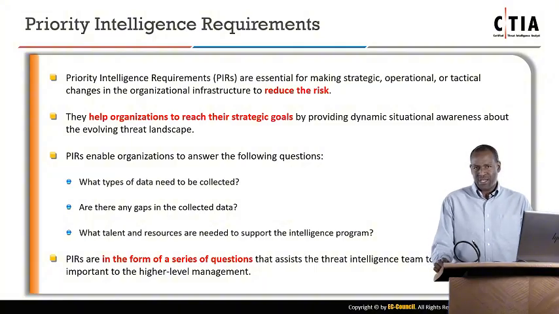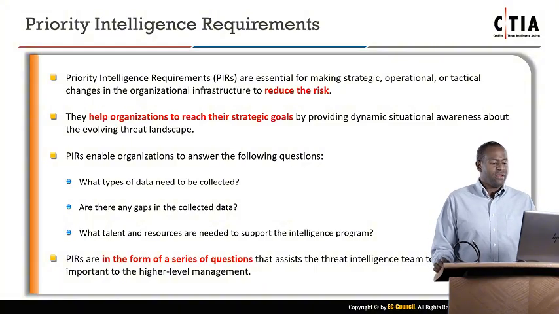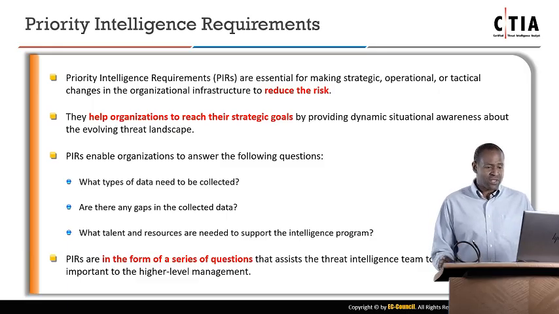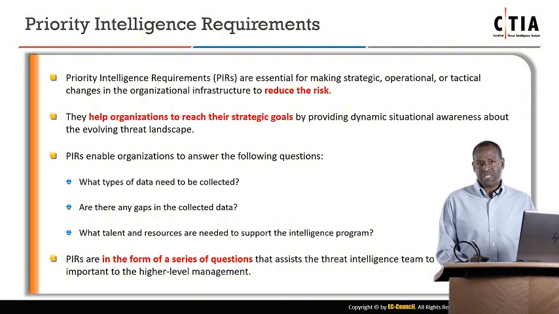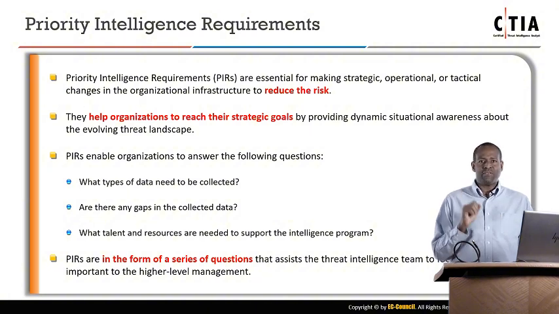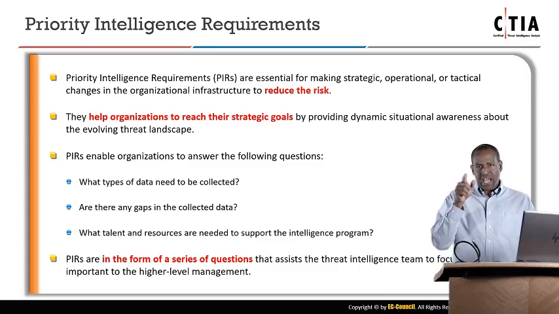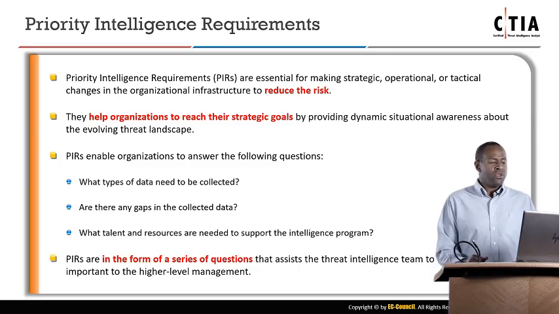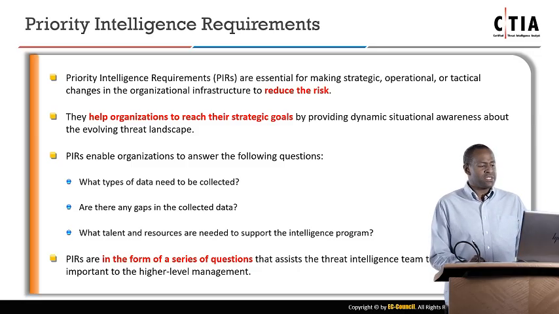There are priority intelligence requirements that we need to look at. Priority intelligence requirements, or PIRs, are essential so that we can make strategic, operational, tactical changes to the organizational structure. And the purpose of these changes is to reduce risk. And whenever you see the word risk, like I've said a couple times before, take that S and make it into a dollar sign, because risk is always associated with direct economic impact. And that's what we're going to use priority intelligence to do, reduce that risk.